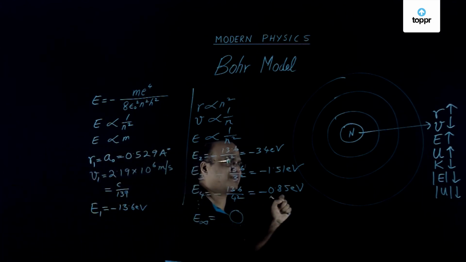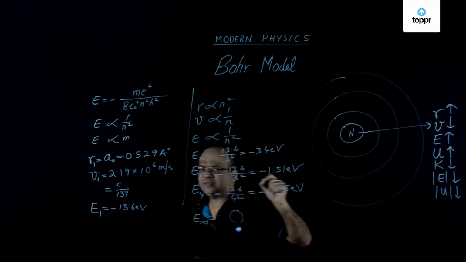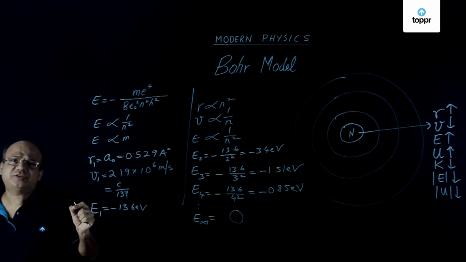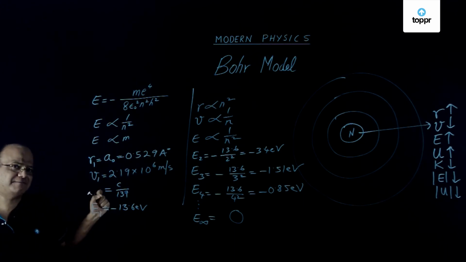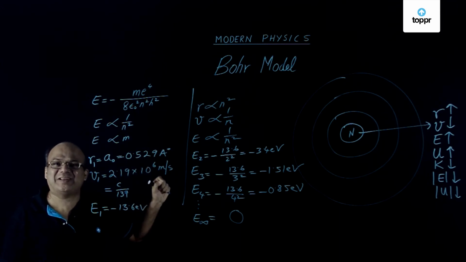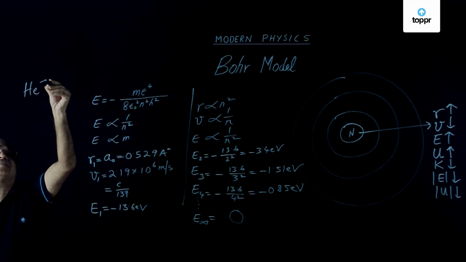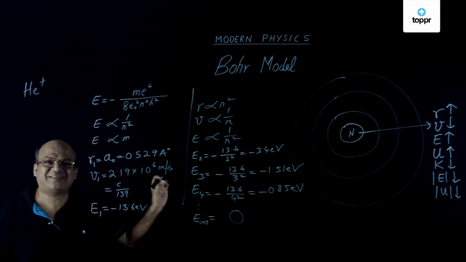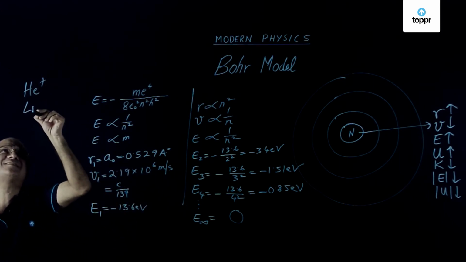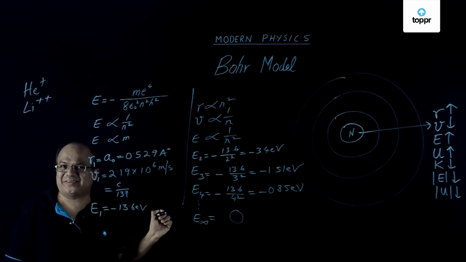So this is the Bohr model of hydrogen atom. What happens when you go from hydrogen to hydrogen-like? Hydrogen-like means ions which have got only one electron. Bohr model is for single electron atoms or ions. Helium plus has got only one electron. Lithium plus also has one electron.